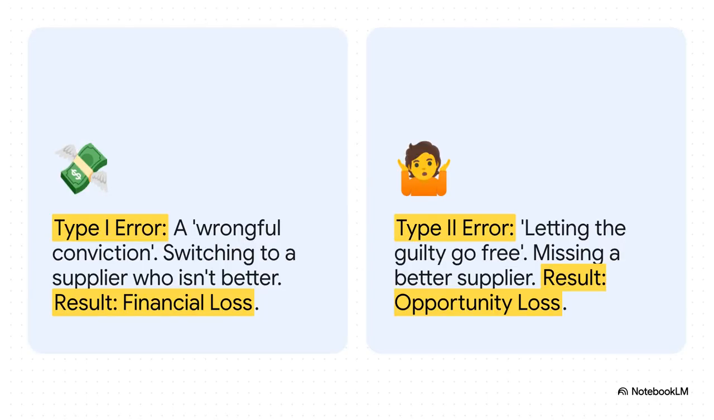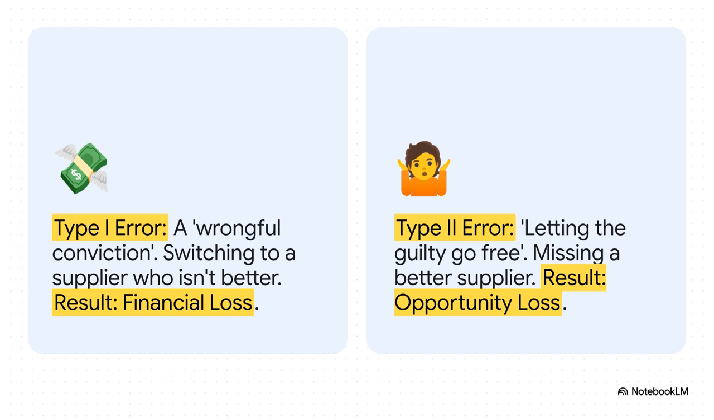A type 1 error is like a wrongful conviction. You switch to the more expensive supplier, and it turns out they weren't any better. Ouch. That's a direct financial loss. A type 2 error is like letting the guilty go free. You stick with your old supplier and miss out on a real improvement. For our manager, that type 1 error is the big one to avoid.